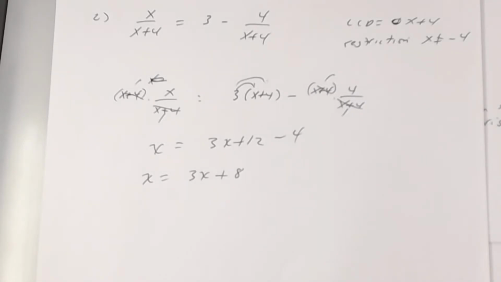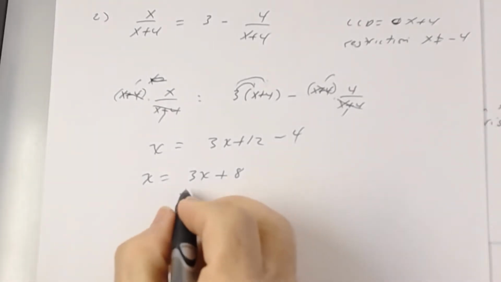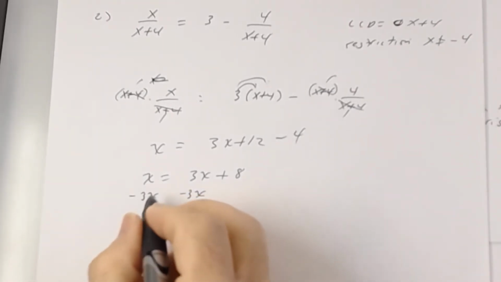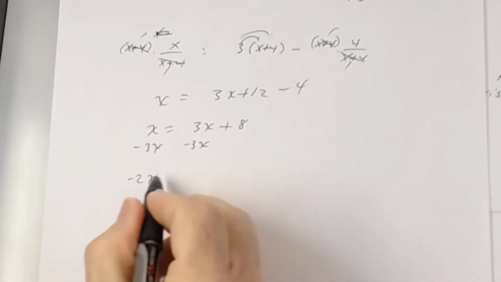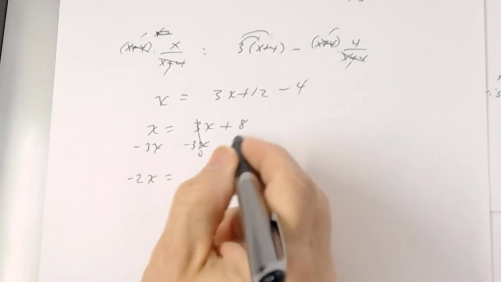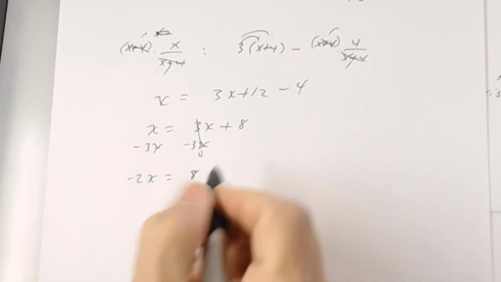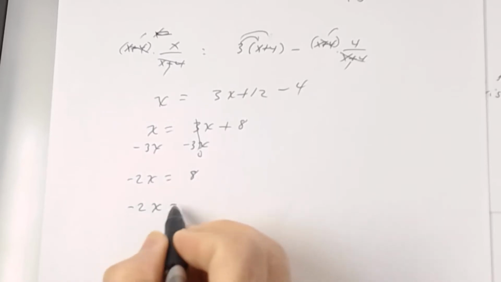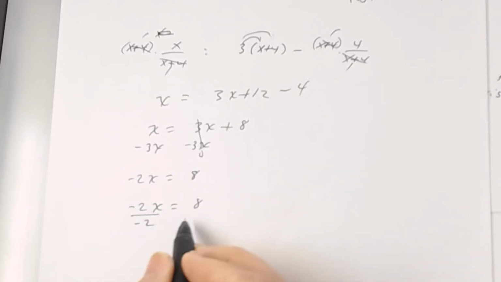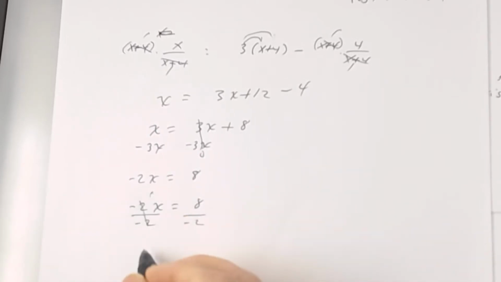Okay, let's bring the 3x to the other side. So what am I going to do? Subtract 3x. So what's x minus 3x? Negative 2x. Combine like terms, this is 0. What's left? 8. What's the next step? Divide by negative 2. Yeah, I'm going to go ahead and rewrite this over. And so what do I get for x? Negative 4.